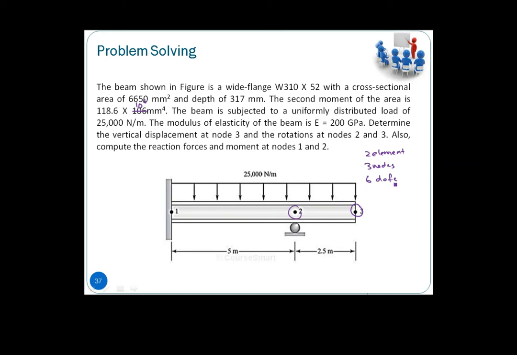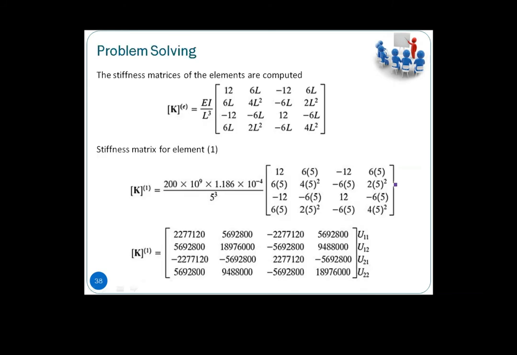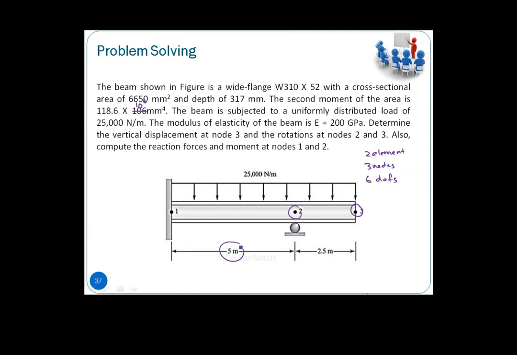Then here we look into it. We have the stiffness matrix for one element. So now we have 2 elements, so basically we have a total of 6 degrees of freedom. So we have a U11, this is more towards the first node and second node. Then we can substitute the length. Here it is 5 meters, and the second element is 2.5 meters. The loads are the same.